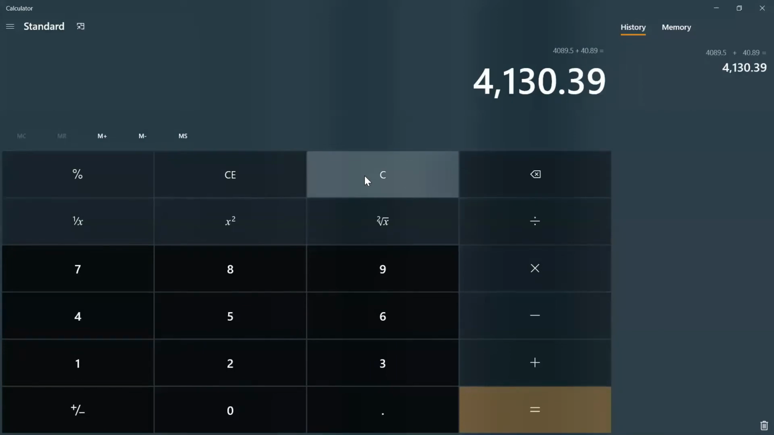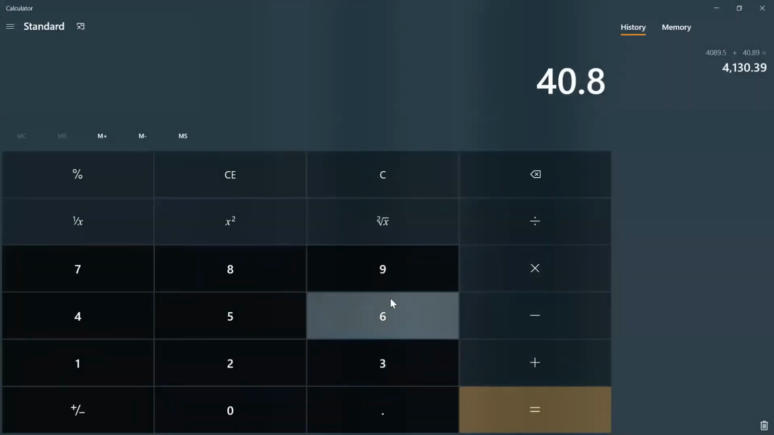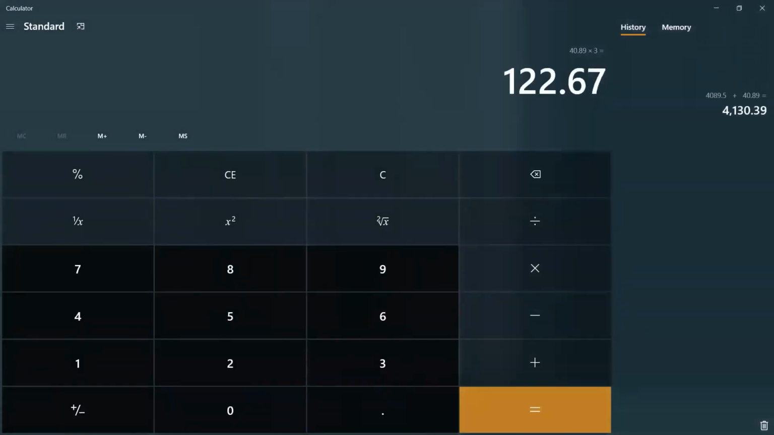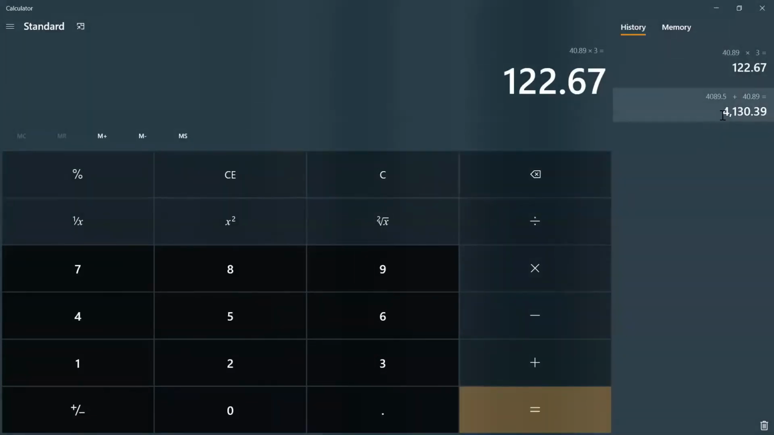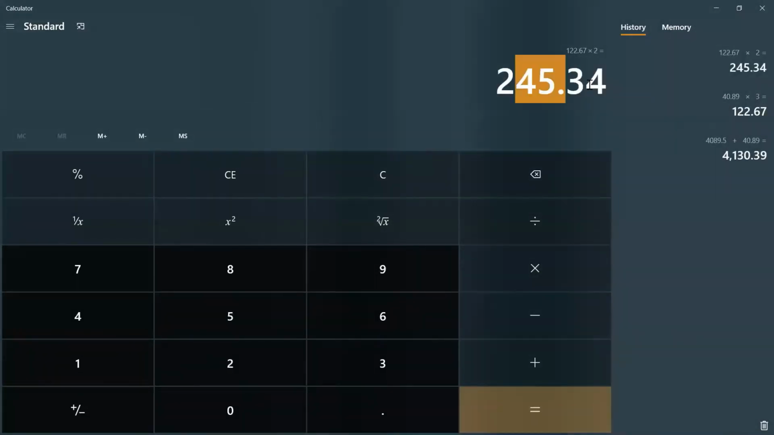Now, what is my stop loss and what is my target? 40.89 into 3 is 122.67 rupees, which is my stop loss. So I will enter at 4130.39 and my stop loss will be 122.67. And what will be my target? 122.67 into 2 will be close to 245 rupees. So I have my stop loss defined, I have my target defined, and you should always try to take 1:2 if you are going with this strategy.